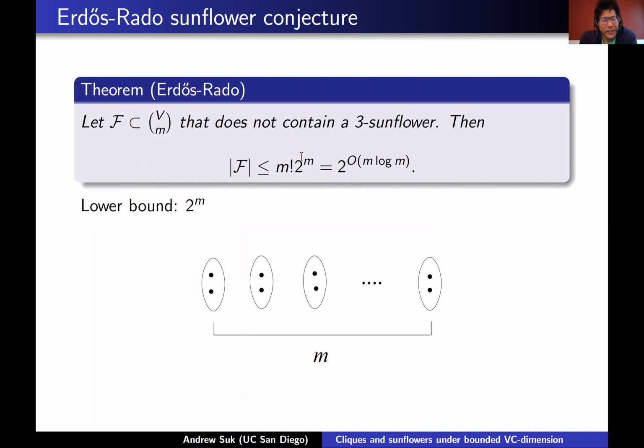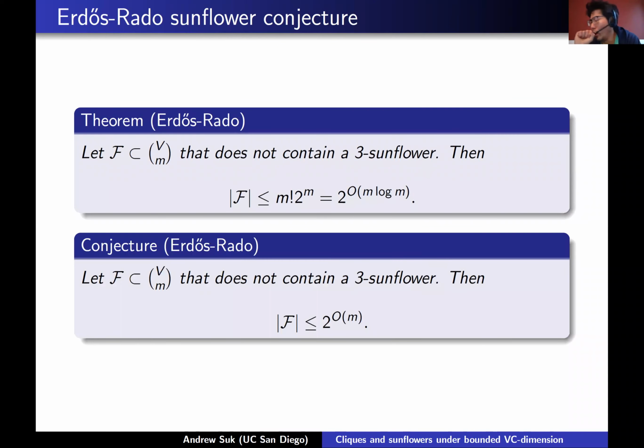Okay, so I think there are several lower bounds, but I think this is maybe the most popular one. So you can get a lower bound of 2 to the m by taking m parts. Each part has 2 vertices inside, and then you take all sets of size m by selecting 1 point from each part. Then we would have 2 to the m sets, and it's not hard to see there's no 3 sunflower because remember the petals need to be pairwise disjoint, and there's only 2 vertices inside each part.